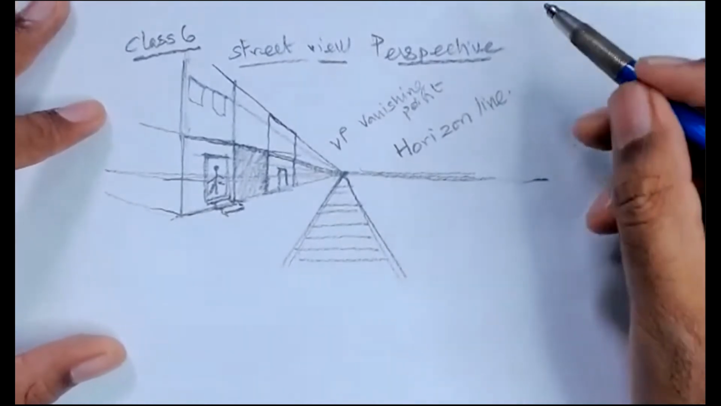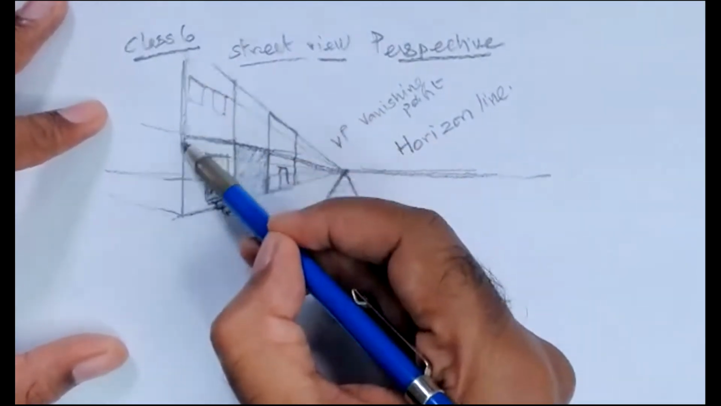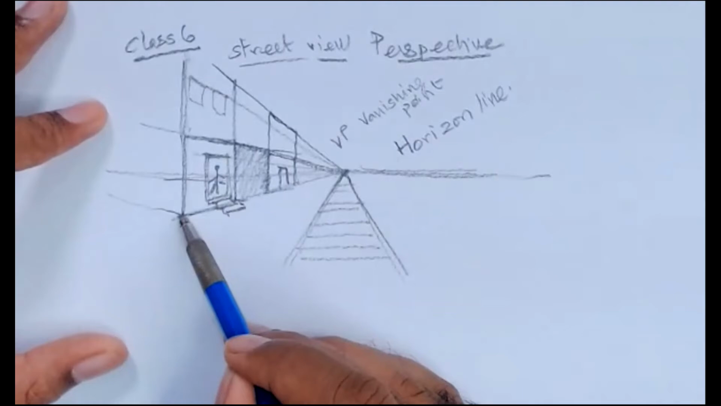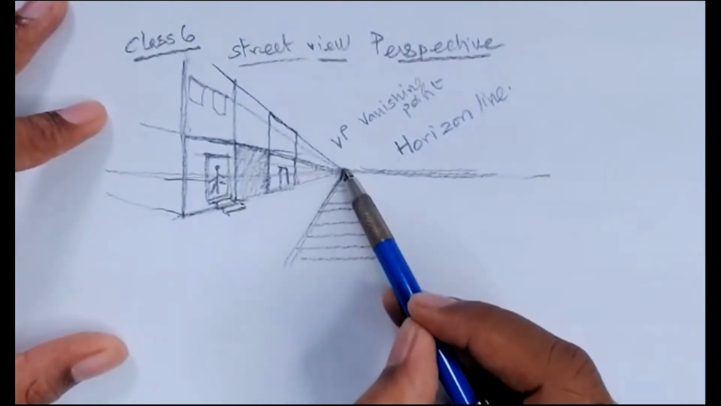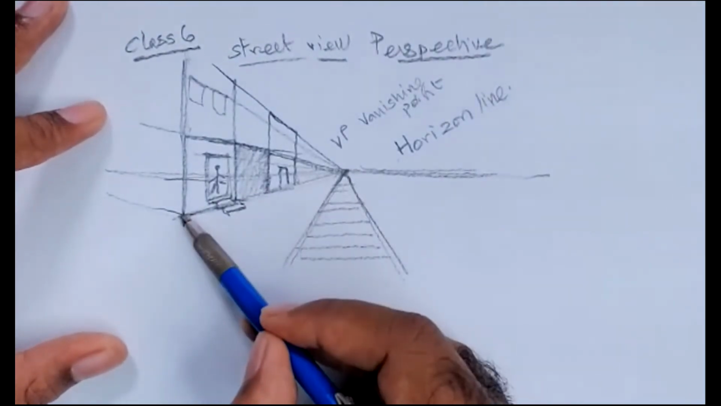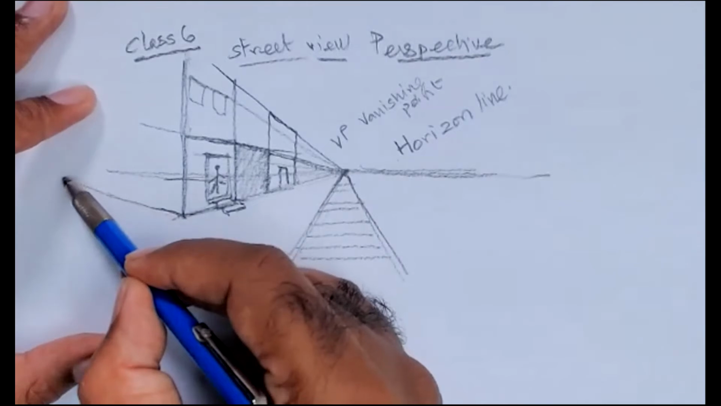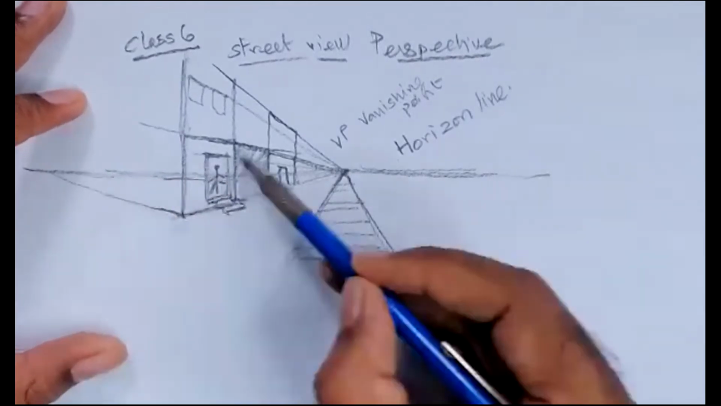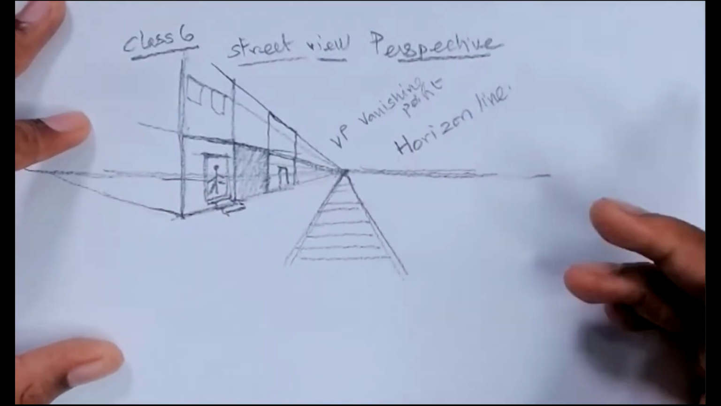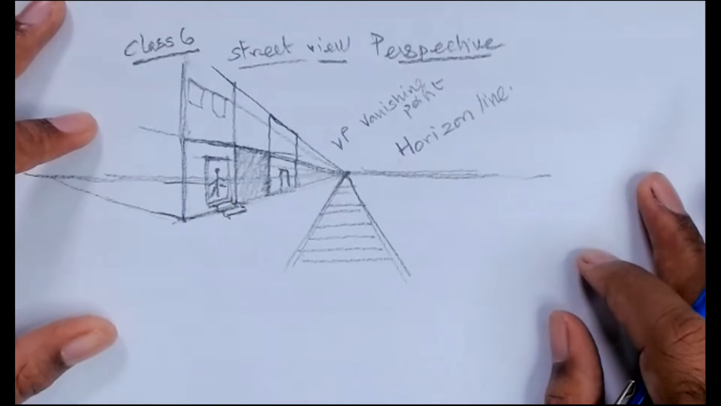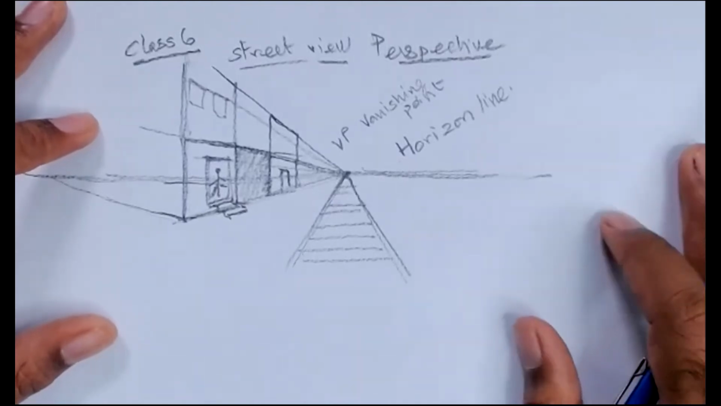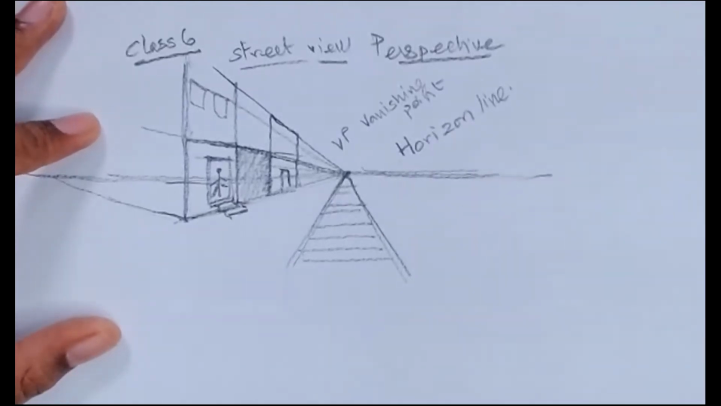Okay, and this is a corner of this house. This side is going to go towards a vanishing point. This also will go towards another vanishing point. So there can be more than one vanishing point. Okay, I'm telling too many concepts, so I'd like to stop here.